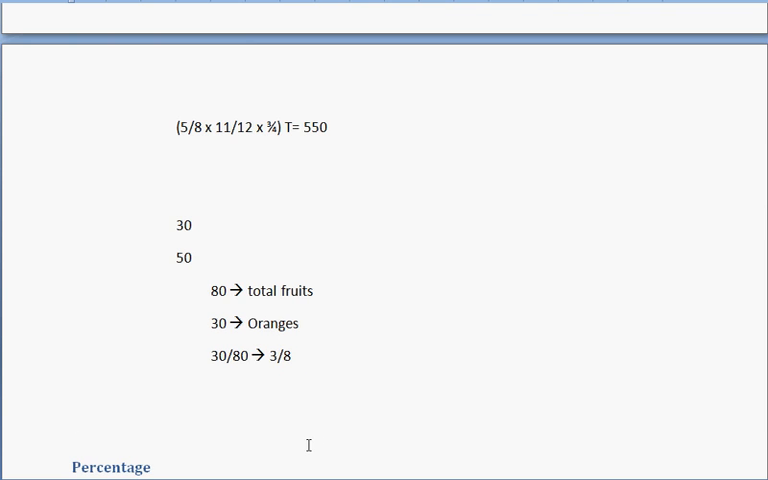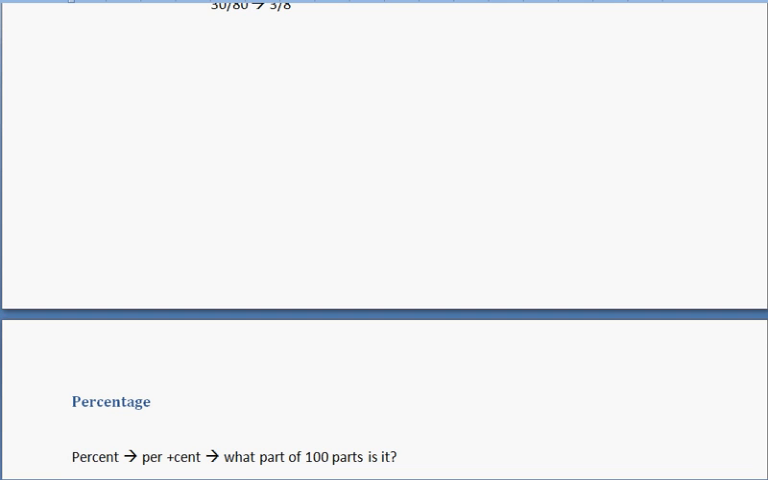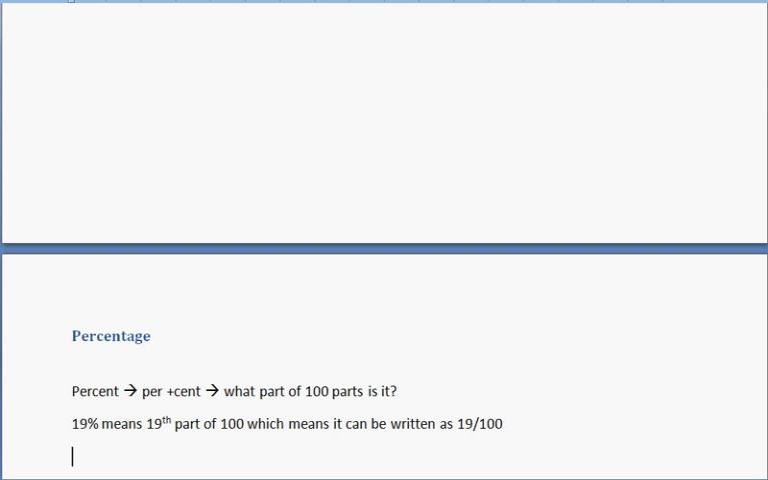Now an extension to fraction is percentage. It's just an extension to fractions. Now when we say percent, we have two words, per and cent.